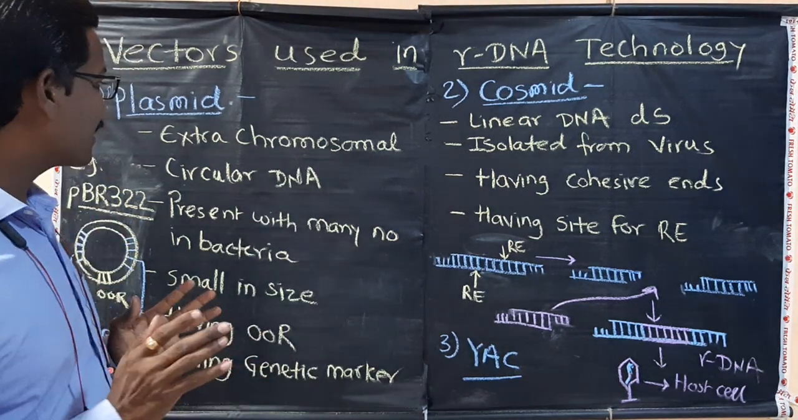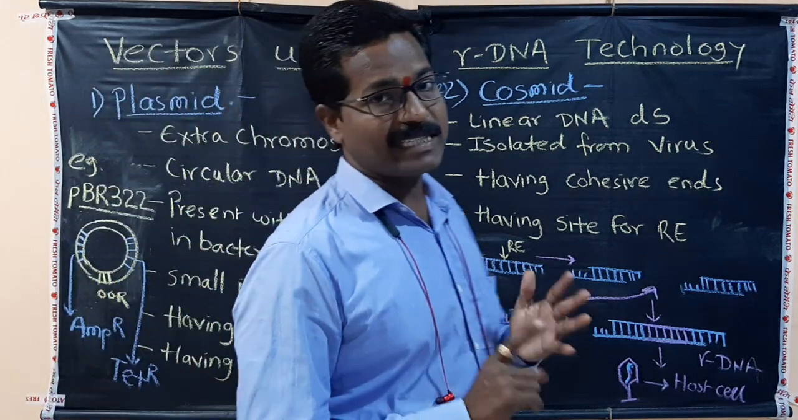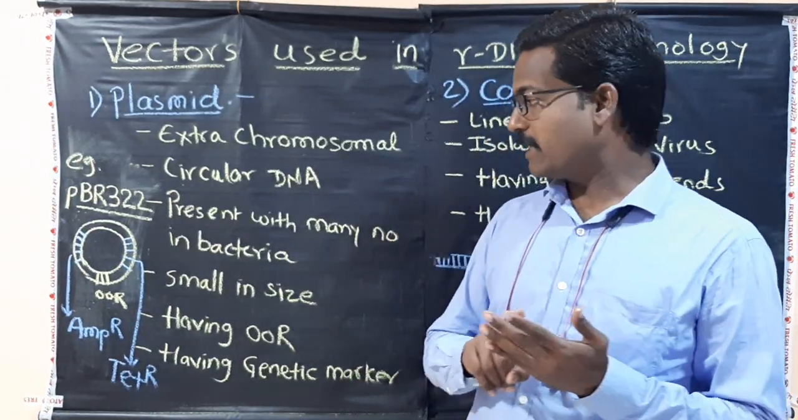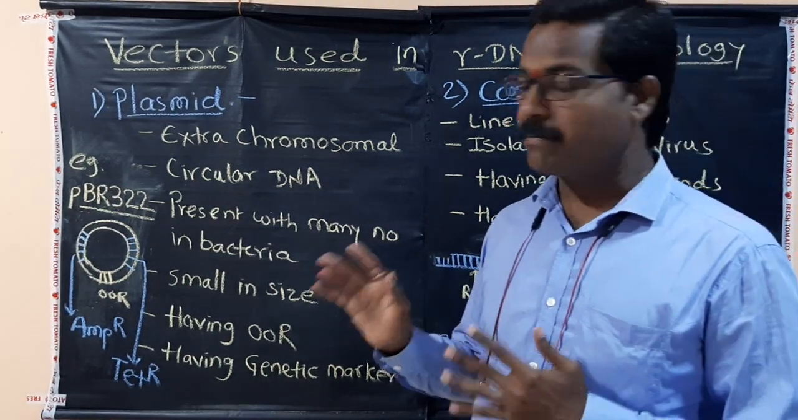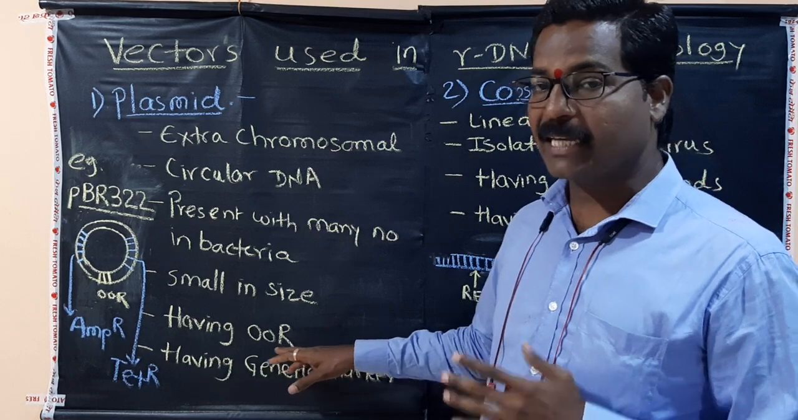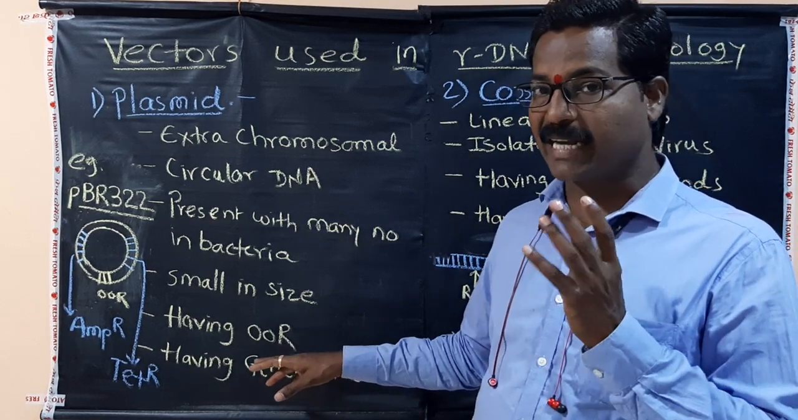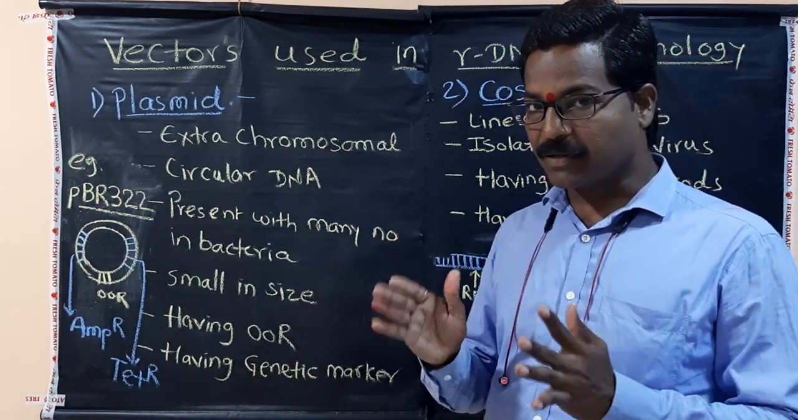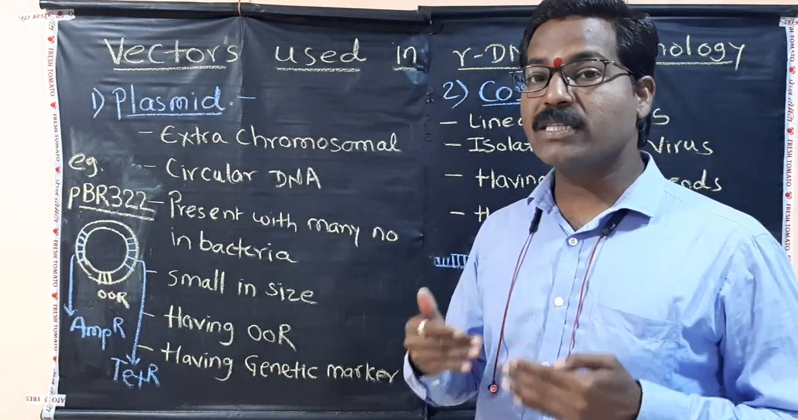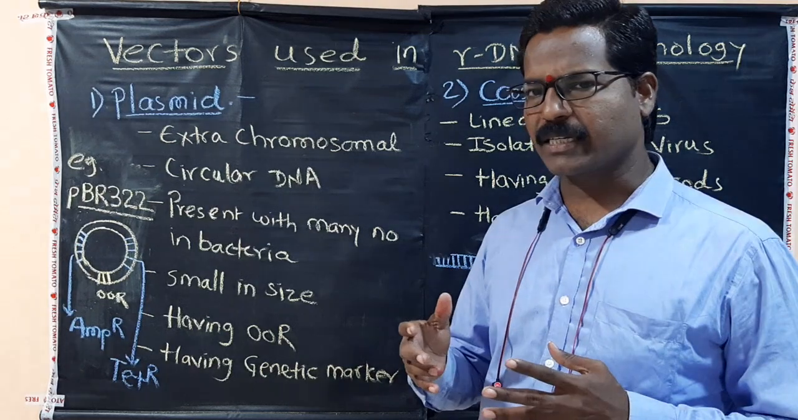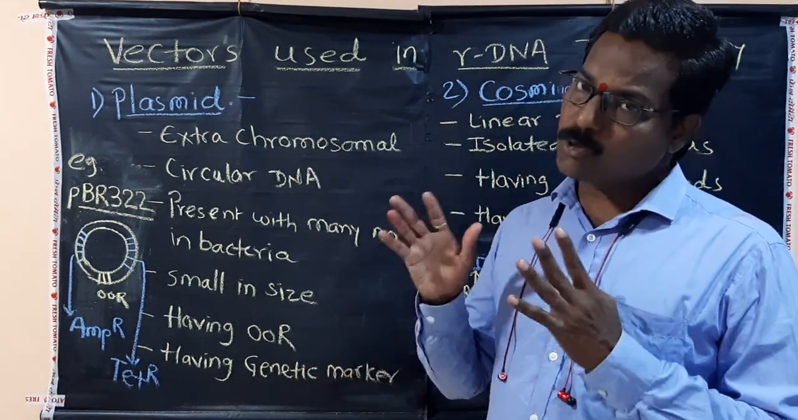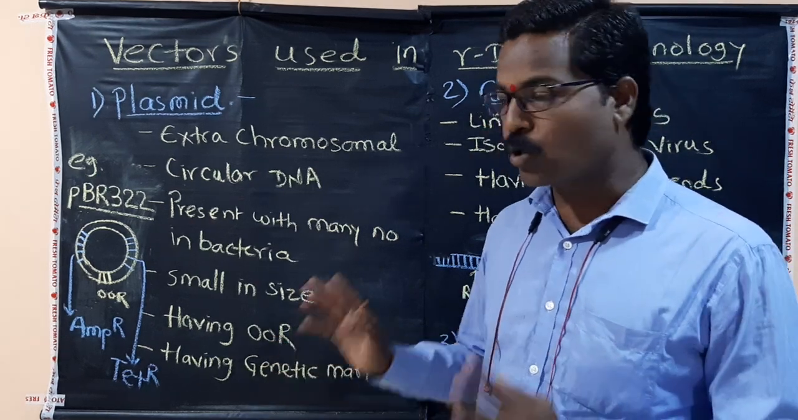Now please understand the concept of plasmid here. It's extra chromosomal, circular, double-stranded DNA present in many numbers in a bacterium. They are small in size, having an origin of replication. Origin of replication is a nucleotide sequence from where replication can start. It also has a genetic marker. Genetic markers are nothing but a nucleotide sequence again. So both of them are nucleotide sequences.